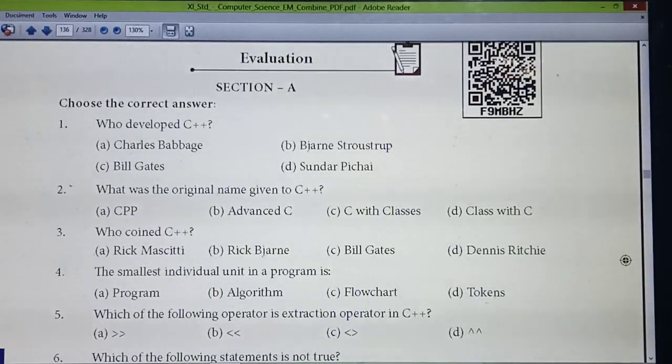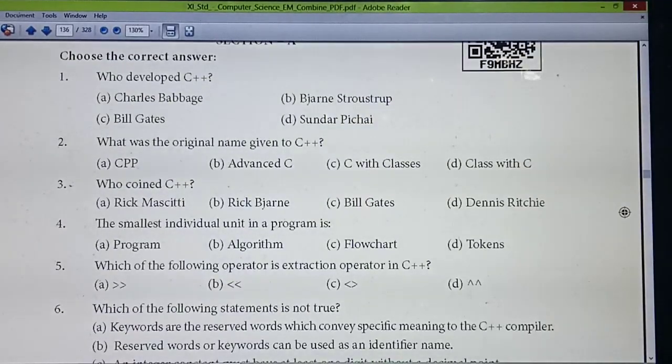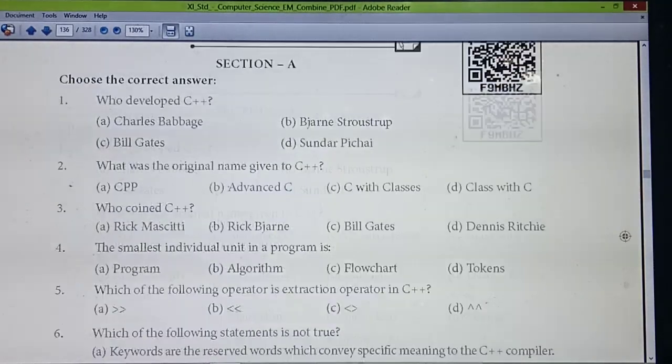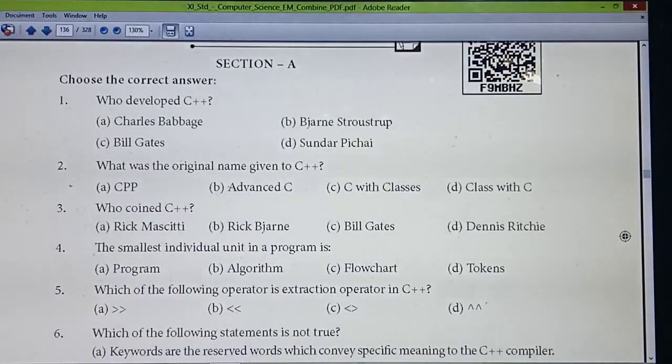Have you all taken? First we can mark the answers for the one mark questions. All of you take page number 130 in your textbook. First question answer is option B, Bjarne Stroustrup.